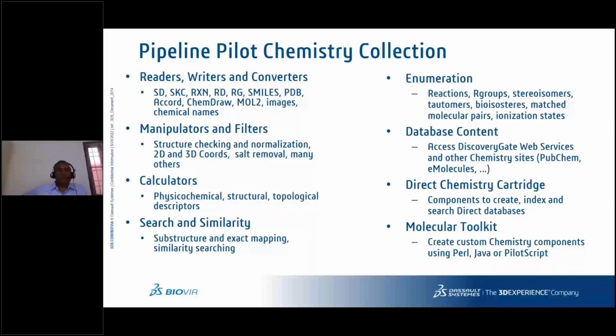Then you have different manipulators and filters. You can do structure checking, normalization, and 2D and 3D coordinates. You can have your salt removals. All of these things can be done. Different calculators are available, which could be a physicochemical calculator or structural topological descriptors, and so on. And you can do searching and similarity analysis also. You can do different enumeration of these small molecules. So you can have a library of molecules, thematic libraries, focus libraries, and so on.